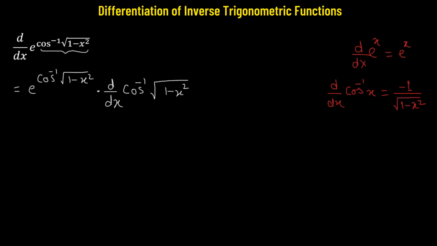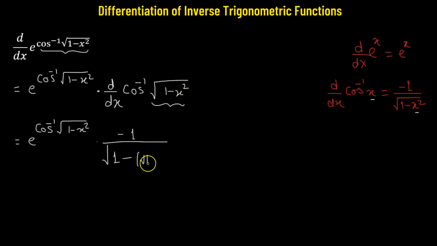So let's apply this. This will be negative 1 divided by square root of 1 minus. Here the argument is square root of 1 minus x squared, so in place of x, we'll replace it with the square root of 1 minus x squared. So we have square root of 1 minus x squared, and then we square it. Now again apply the chain rule, multiplying by the derivative of square root of 1 minus x squared.